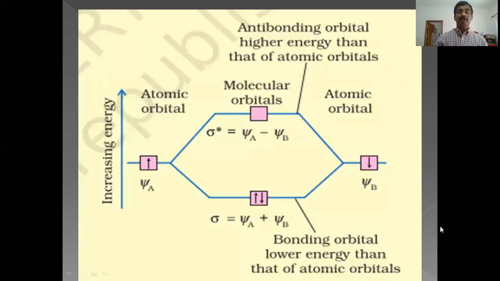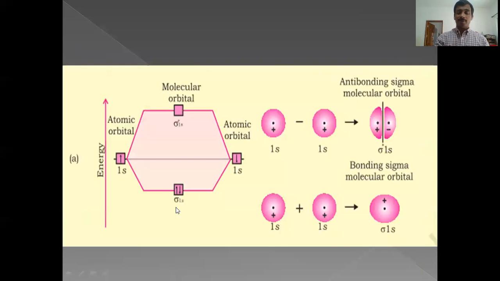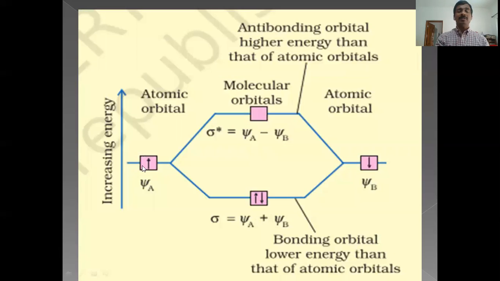We can see the formation. Here it represents the atomic orbital. It is the atomic orbital. It is the other atomic orbital. And when these two atomic orbitals combine, additive overlapping results in the formation of the bonding molecular orbital. Subtractive overlapping results in the formation of the antibonding molecular orbital. It is higher in energy, it is lower in energy.